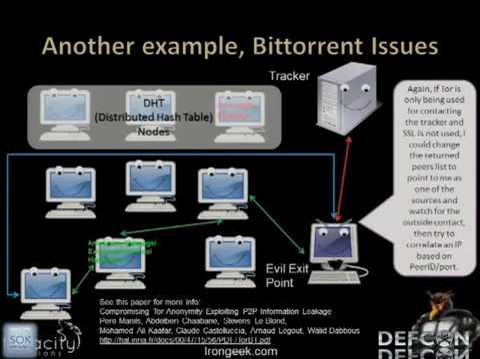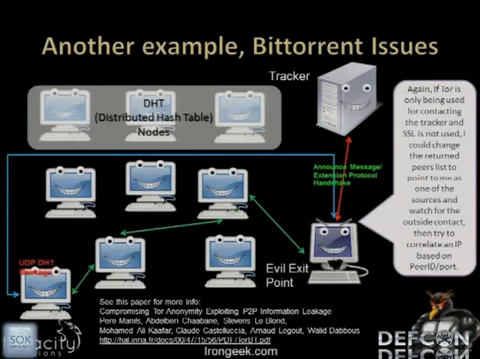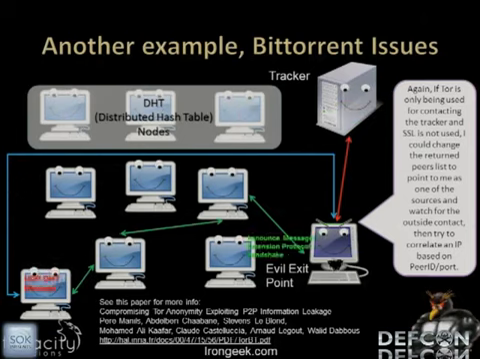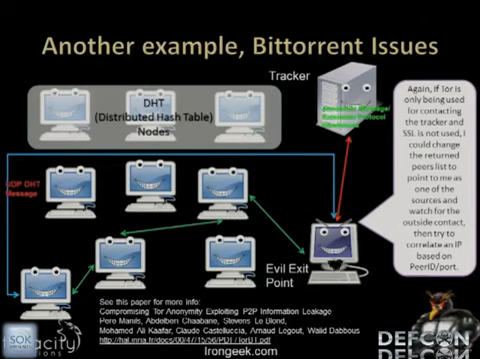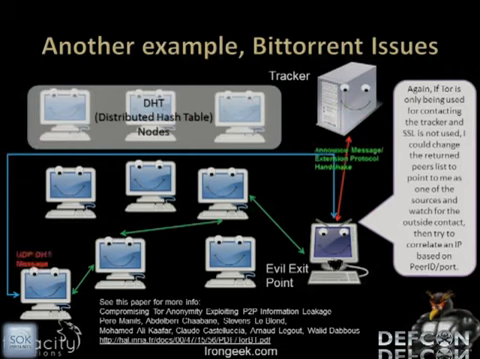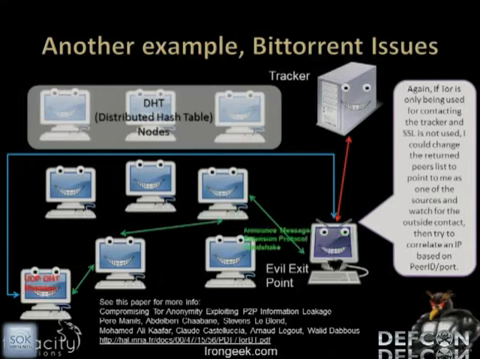Another thing is, again, if Tor is only being used for contacting the tracker and SSL is not used, I could sit there as the exit point and change the return peer list to point to me as one of the sources and watch for the outside contact, then try to correlate an IP based on the peer ID and the port.